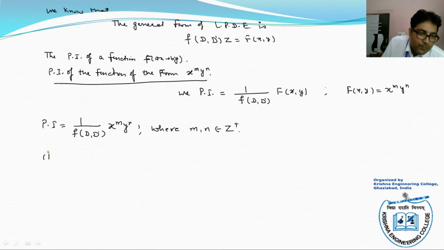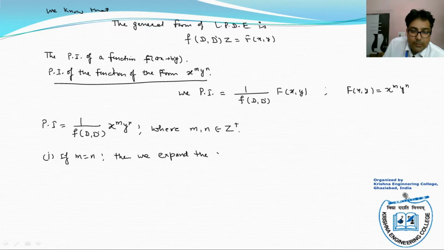Number first, if m is equal to n, then we expand in ascending powers of D dash by D or D by D dash.